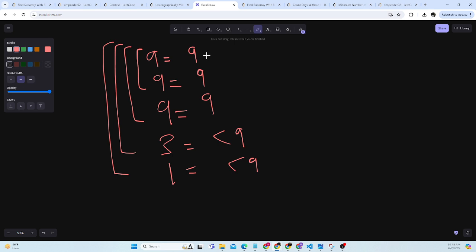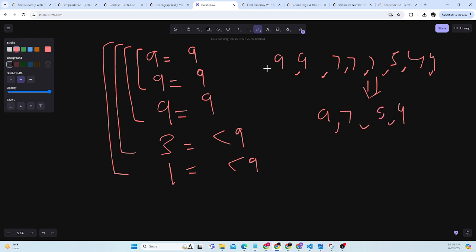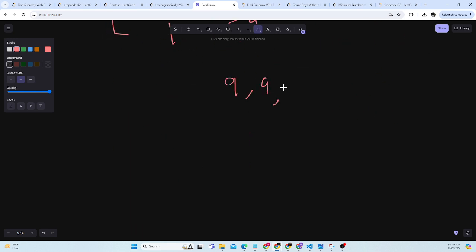So we'll just remove multiple occurrences. Let's say our array is 9, 9, 7, 7, 7, 5, 4, 4. We'll consider the array 9, 7, 5, and 4, because consecutive equal elements will never affect our final result. If we consider 2 9s, 3 9s, or 4 9s in any subarray, it is equivalent to using 1 9. The result of AND of 3 9s is equal to the result of 1 9.